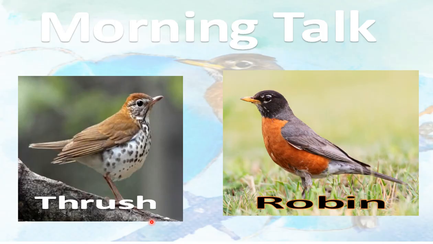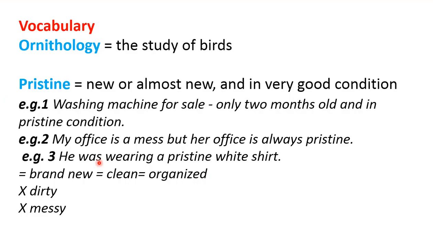Think about those meanings. Yes, those are the two birds, the thrush. This is the American bird, and the robin, this is the real robin. It's a European bird. And the European immigrants, when they saw the thrush, they called it robin, and then the thrush believed that he is a real robin.